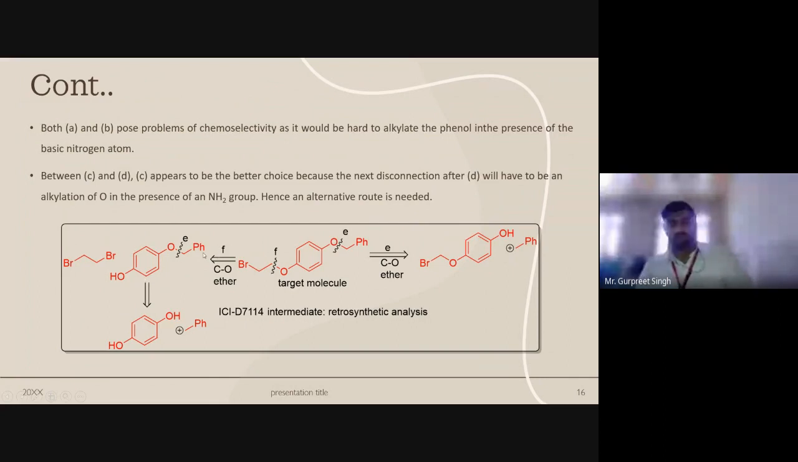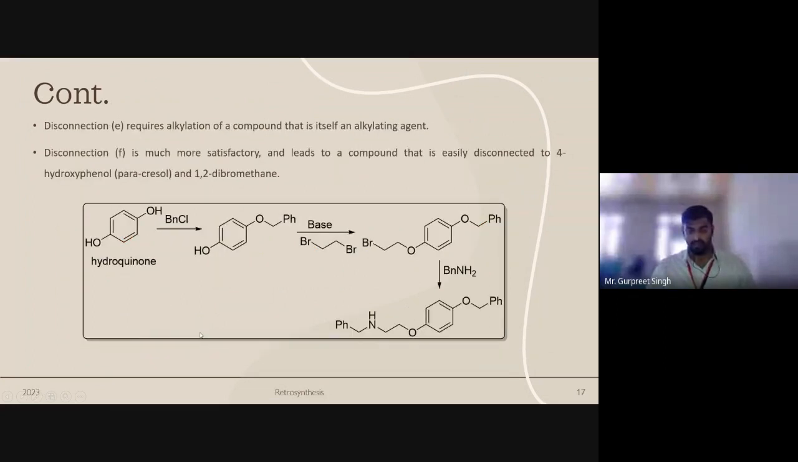Then again in the F pathway, we are going to end up with this molecule and this dibromoethane. And finally, if we again break this, we end up with this dihydroxybenzene and this benzyl chloride. Then if we actually need to synthesize, what do we need to do?